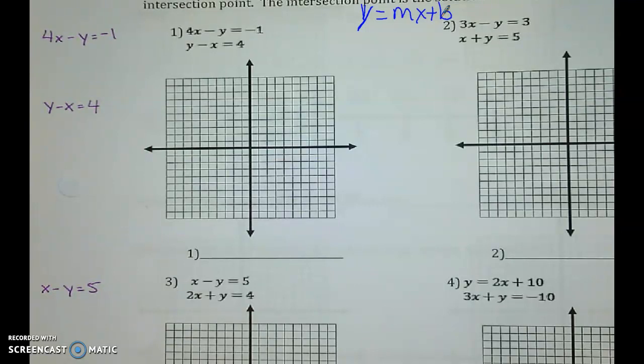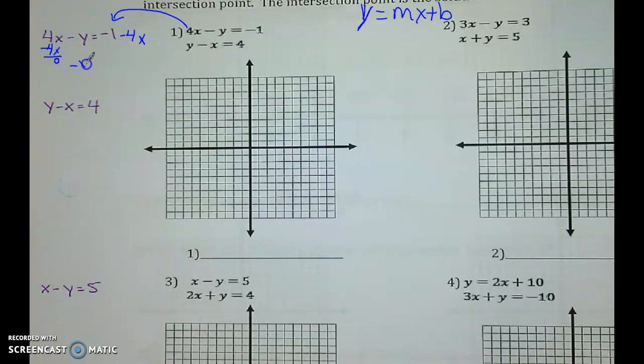Now neither one is in slope-intercept form, so I'm going to go off to the side so that I have some room to work. I need to get y by itself. The opposite of positive 4x is minus 4x, so I'm going to minus 4x on the other side also. Anything I do to one side, I have to do to the other. So 4x minus 4x is 0.